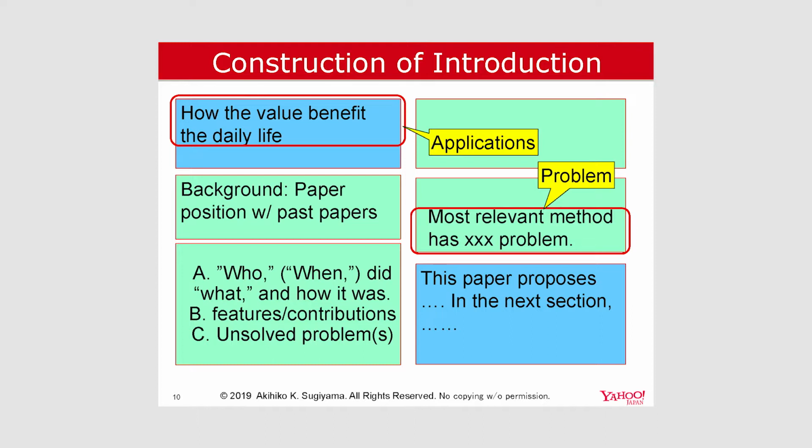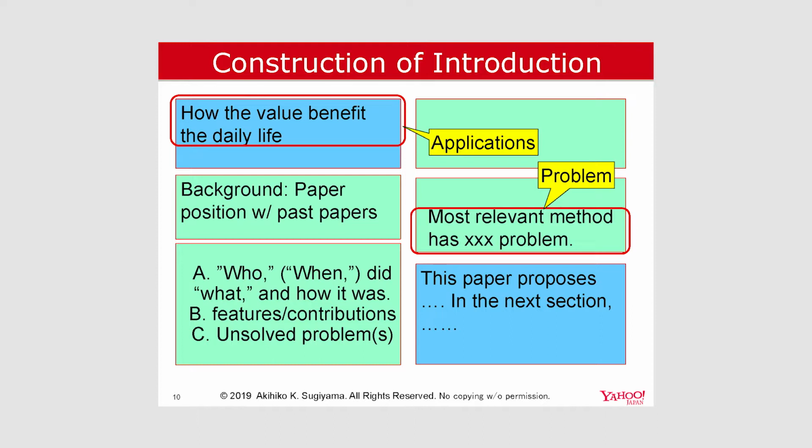A is who and when did what and how it was. This is about an old research. And then the second point, B, its features and contributions. What kind of good things it has done goes to B. And then in C, you should also mention an unsolved problem of the research you are describing in this paragraph. You may want to repeat this box a couple of times like this.